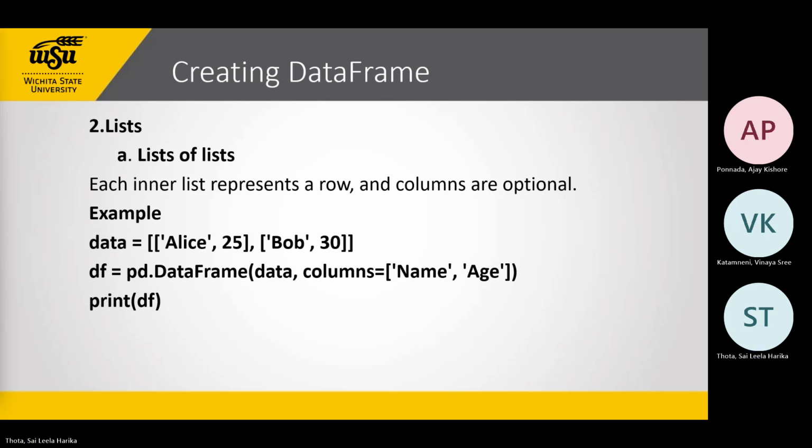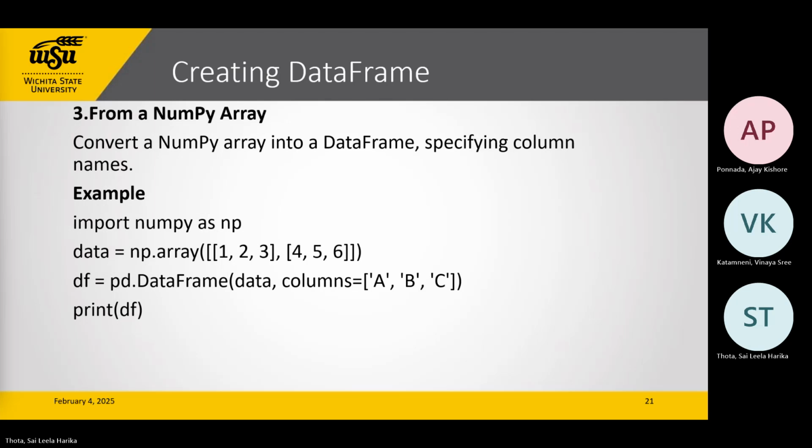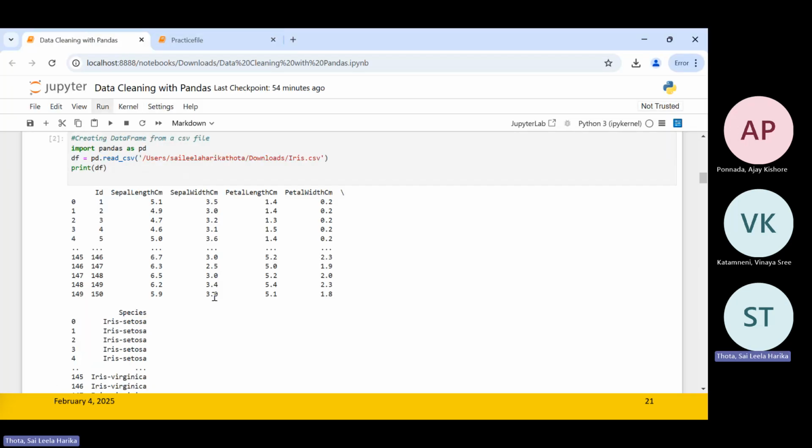By using a list also, we can create the data frame. This is one of the examples. Here we consider a list in a list, and we created the data frame by using this. And list of dictionaries: here we consider a list, and in the list we have dictionaries. With that, we created a data frame. I will show all these examples in the Python file. So let me show that code here.